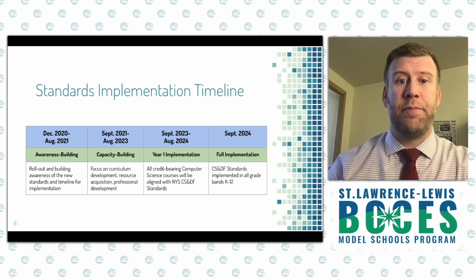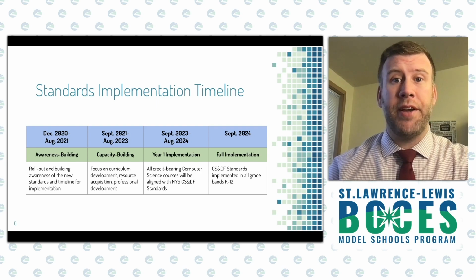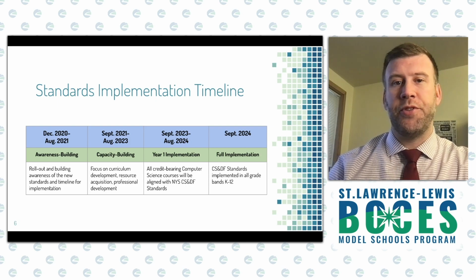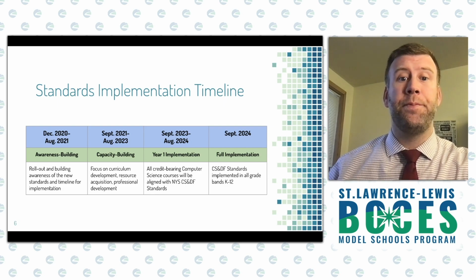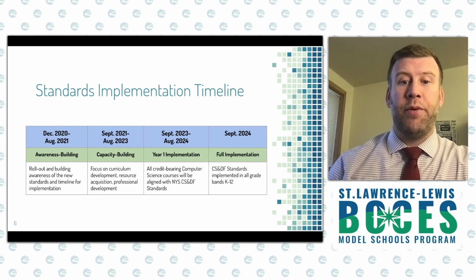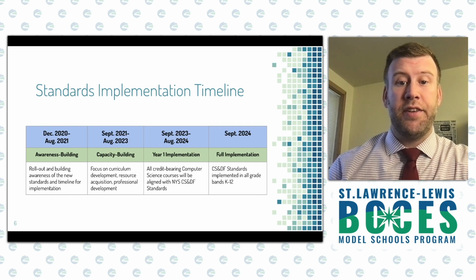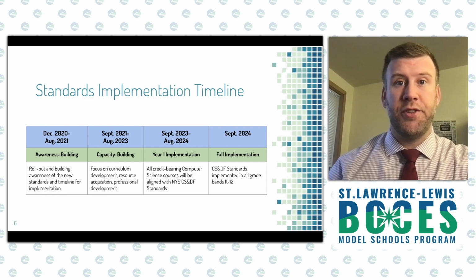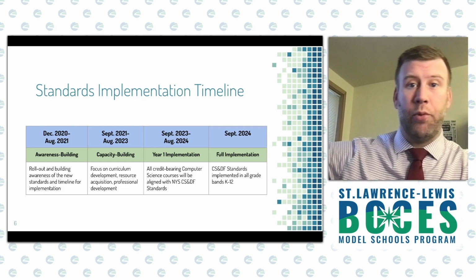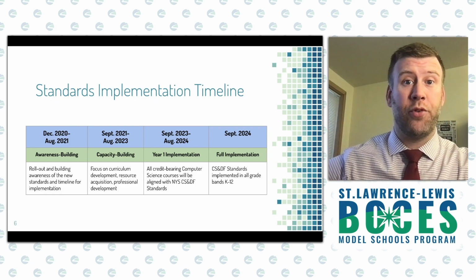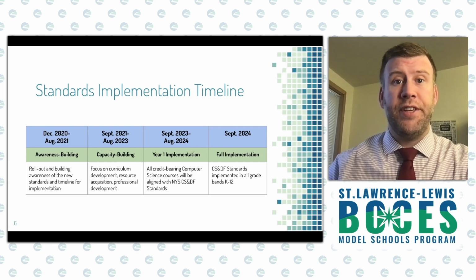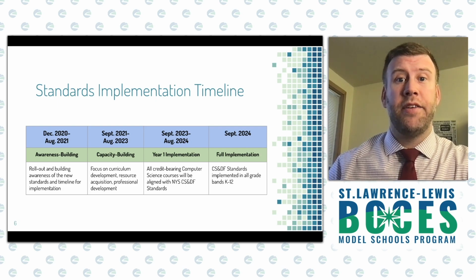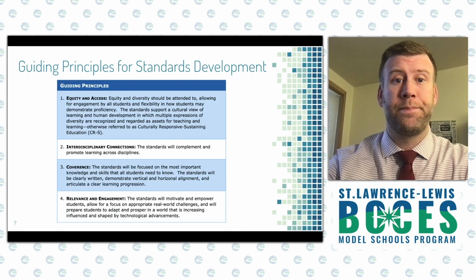So that capacity building will close out August 2023, because the 23-24 academic year is the first year of implementation. This allows schools the staggered approach to roll everything out instead of just all in one fell swoop. So all credit-bearing computer science courses will be aligned with the New York State computer science and digital fluency standards. So starting at the top and then working backwards, because in the next year, 24-25, starting in September 2024, all of the standards should be put into play by K-12 by that year.